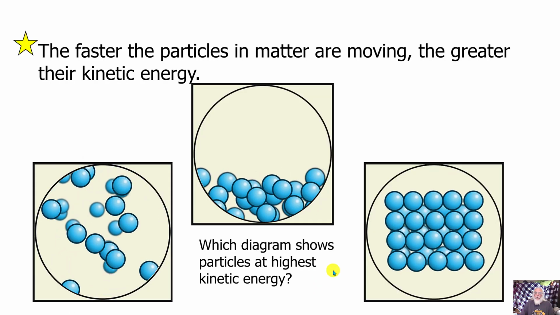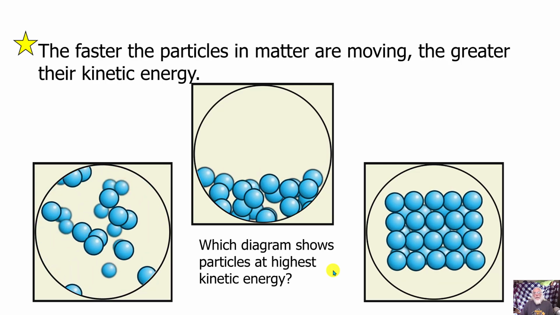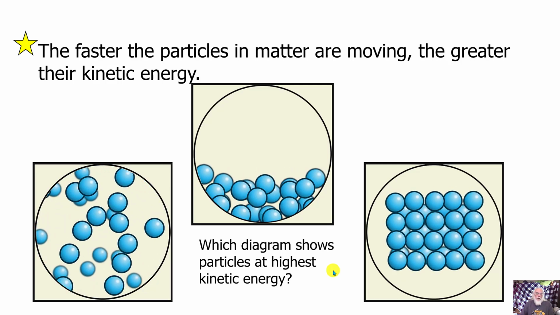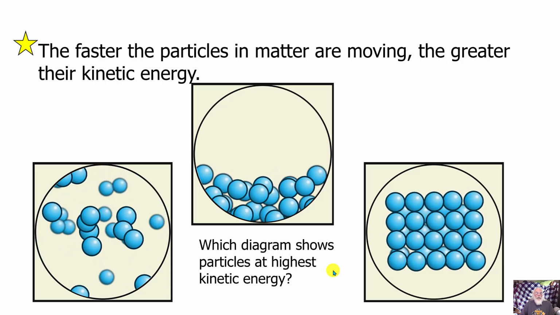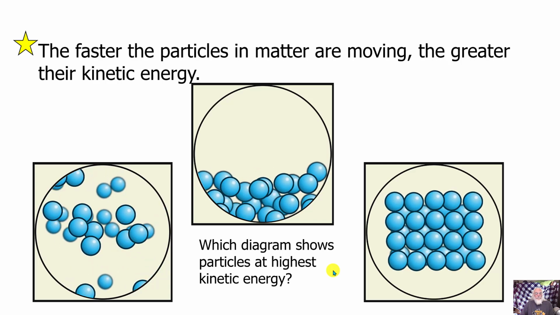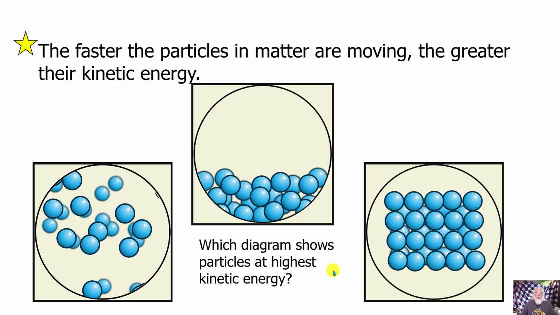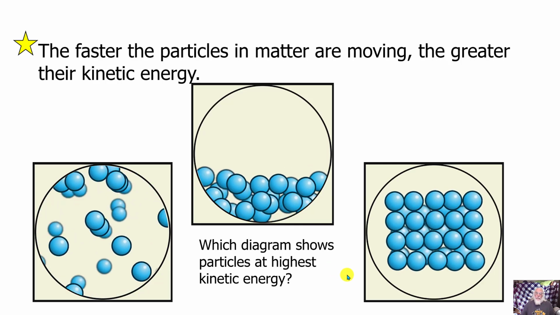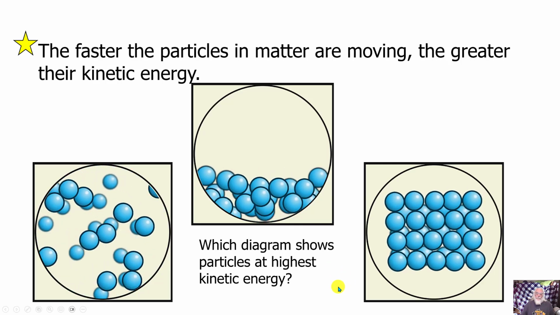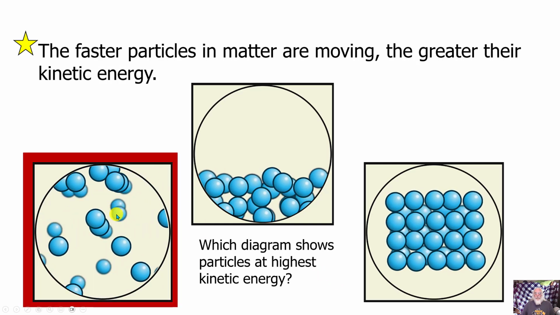The faster the particles in matter are moving, the greater their kinetic energy. And that should make sense because, as we recall, kinetic energy is mass and also a factor of velocity or speed. Now, which diagram shows particles at highest kinetic energy here? Yeah, you're right. This one does. This one has the fastest moving particles.